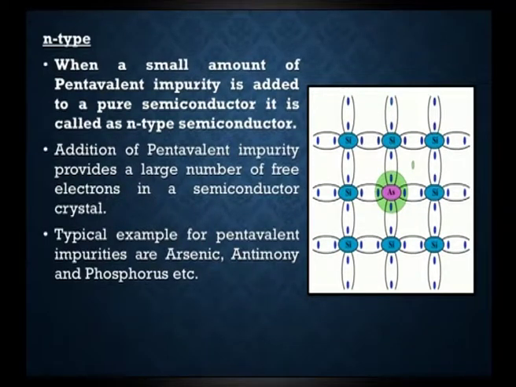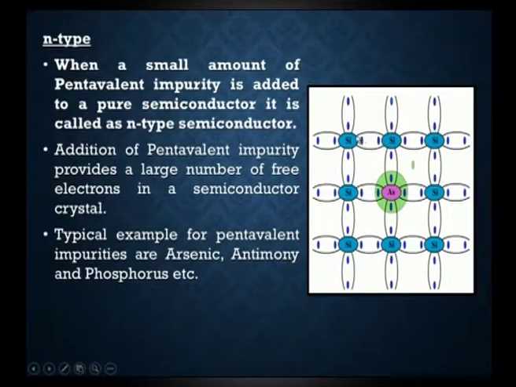N type means that when a small amount of pentavalent impurity is added to a pure semiconductor, it is called an N type semiconductor. So the type of impurity added is pentavalent. In the picture we can observe the silicon, which has a valence electron count of 4, and arsenic, which we have taken as an impurity, combined with the silicon to form a covalent bond, arsenic being pentavalent.